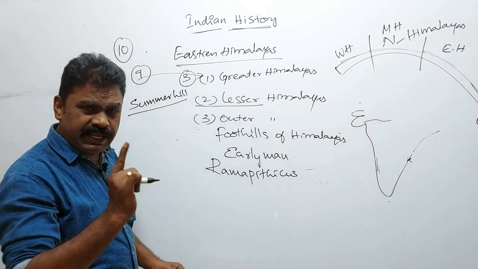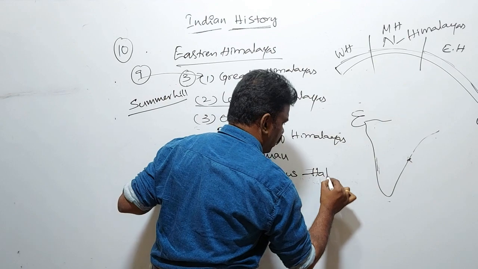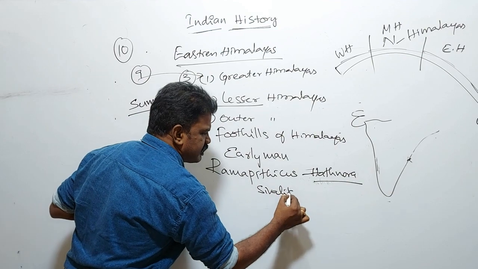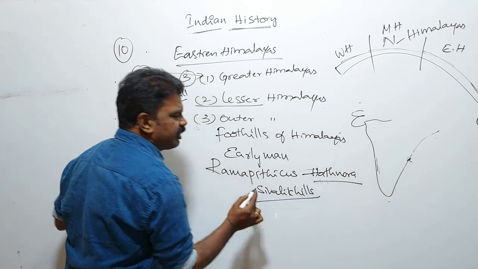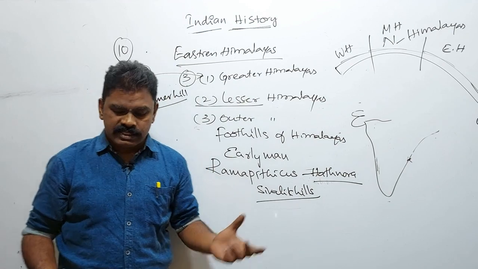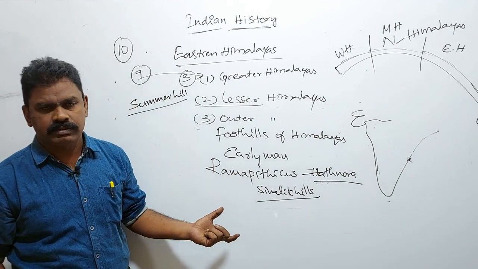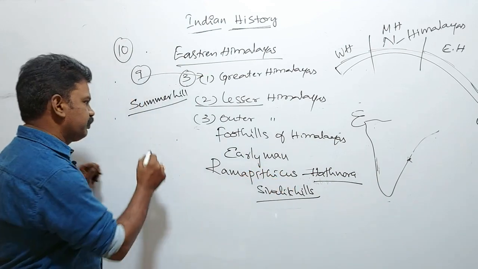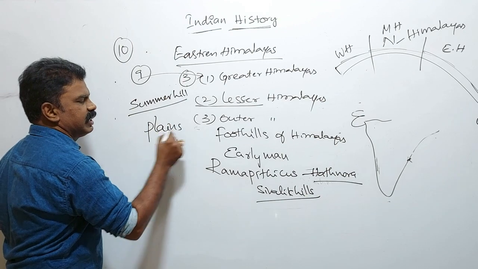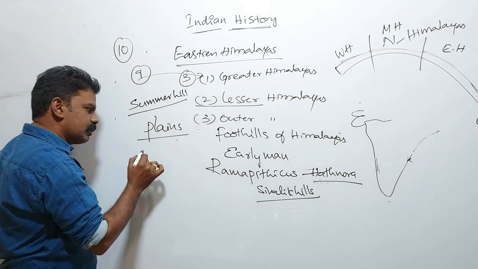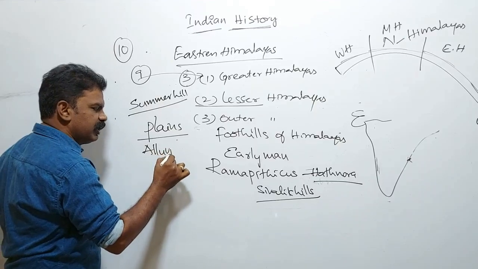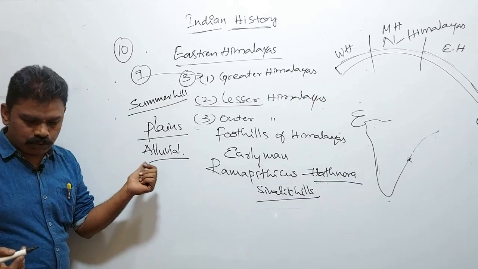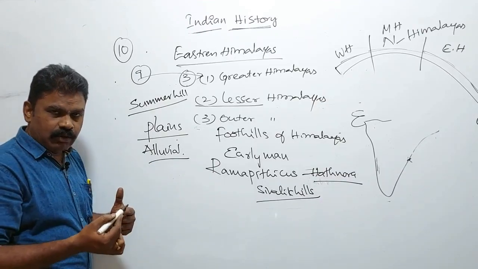Ramapithecus was found in only one area in India, that is Hathnora. Hathnora was situated in the Sivalik Hills. Sivalik Hills are located in the foothills of the Himalayas. These foothills of the Himalayas have plains. These plains have the most fertile alluvial soil, and these plain areas are very fertile.